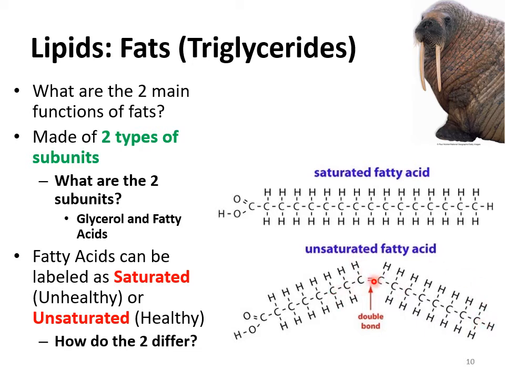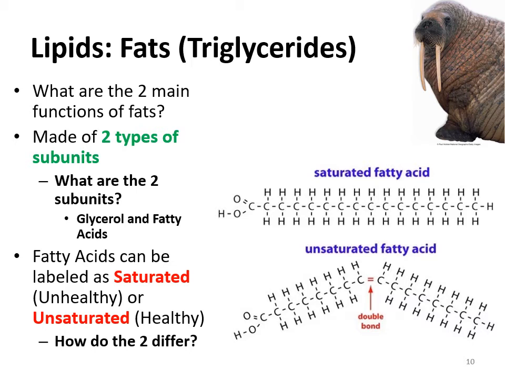And then glycerol is right here, the carbon with the oxygen and the OH group attached. Okay, so this is glycerol and fatty acid. Glycerol and fatty acid, those are the 2 subunits. Now, fatty acids can be categorized 2 different ways, which I'm sure you've heard in everyday life and nutrition. There are saturated fatty acids and unsaturated.